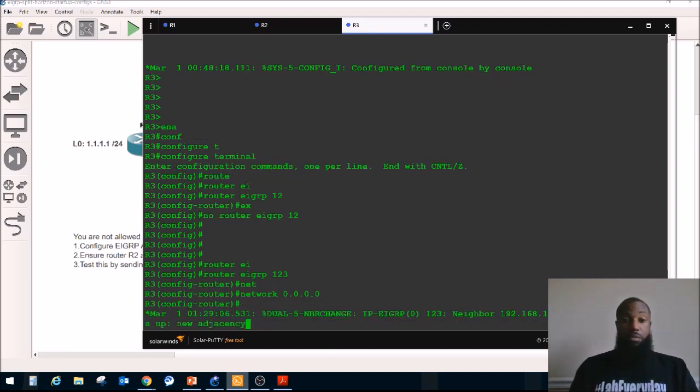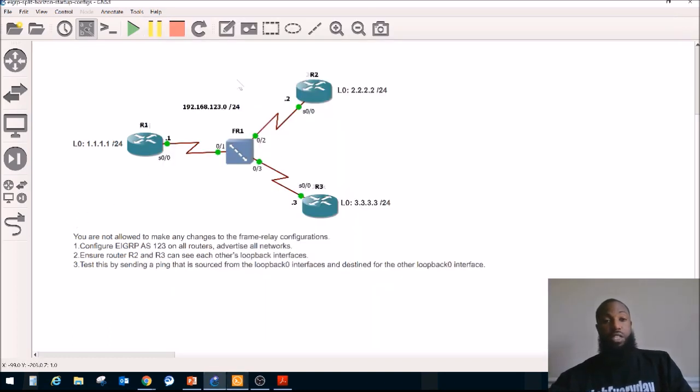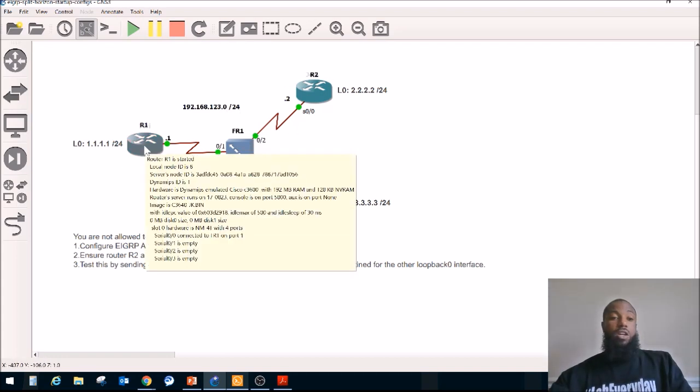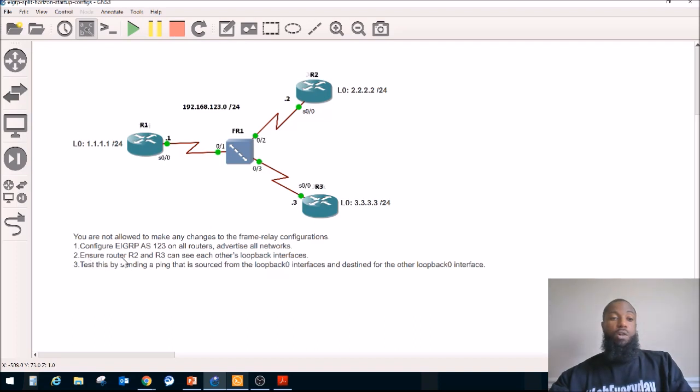And they should become neighbors. So routers 1, 2, and 3 are neighbors. They are in the EIGRP domain. This is the 192.168.123.0 /24 network. Let's take a look at the router. It says here, ensure router 2 and 3 can see each other's loopback interfaces.